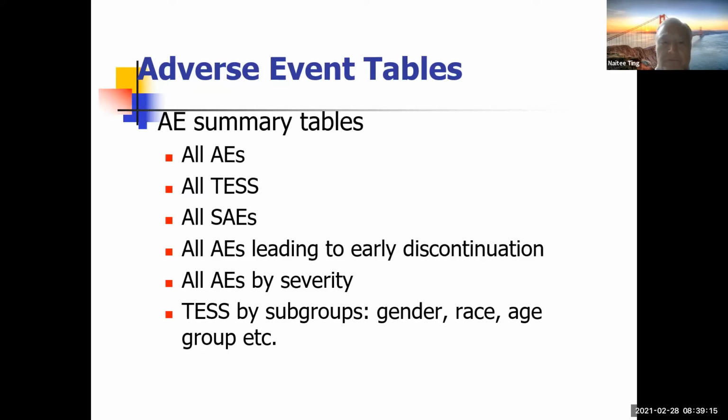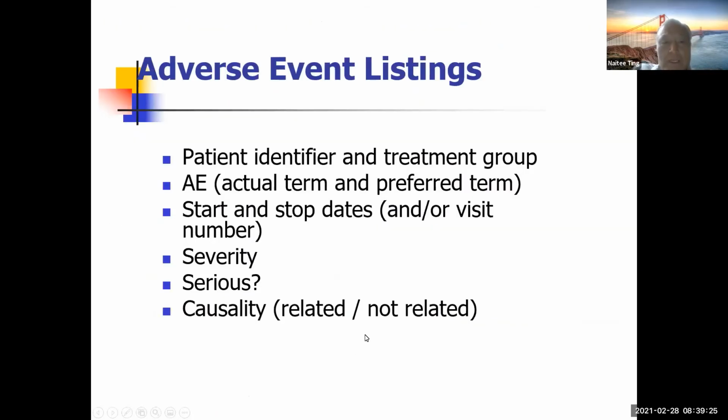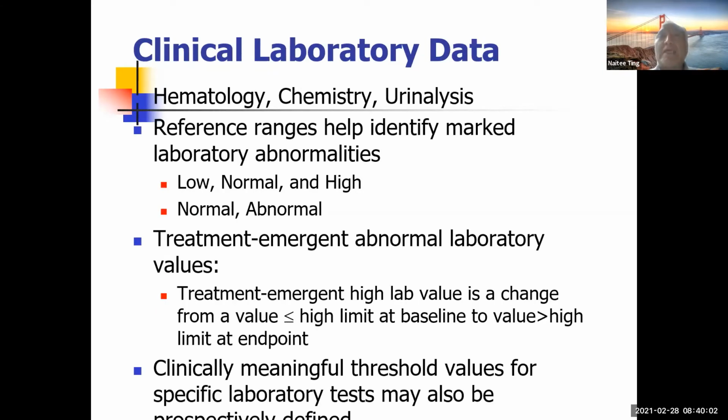So you have these different kinds of AE tables, by severity, and some graphs. And listings, I think I mentioned this, listings would be one event per line. So you start with a placebo group, and then first center, first patient, and first event. For this listing, you're going to have the patient ID, the AE name, severity, stop date, relatedness, and action taken, and all these kinds of things. All right, so that's about AE.